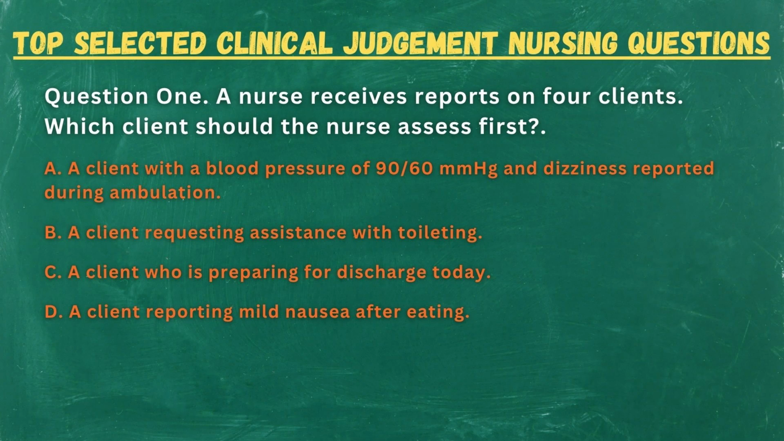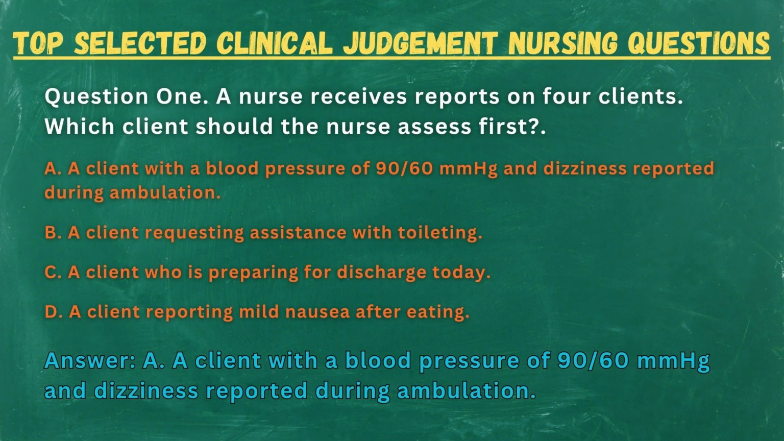Question 1. A nurse receives reports on 4 clients. Which client should the nurse assess first? A. A client with a blood pressure of 90/60 millimeters of mercury and dizziness reported during ambulation. B. A client requesting assistance with toileting. C. A client who is preparing for discharge today. D. A client reporting mild nausea after eating.